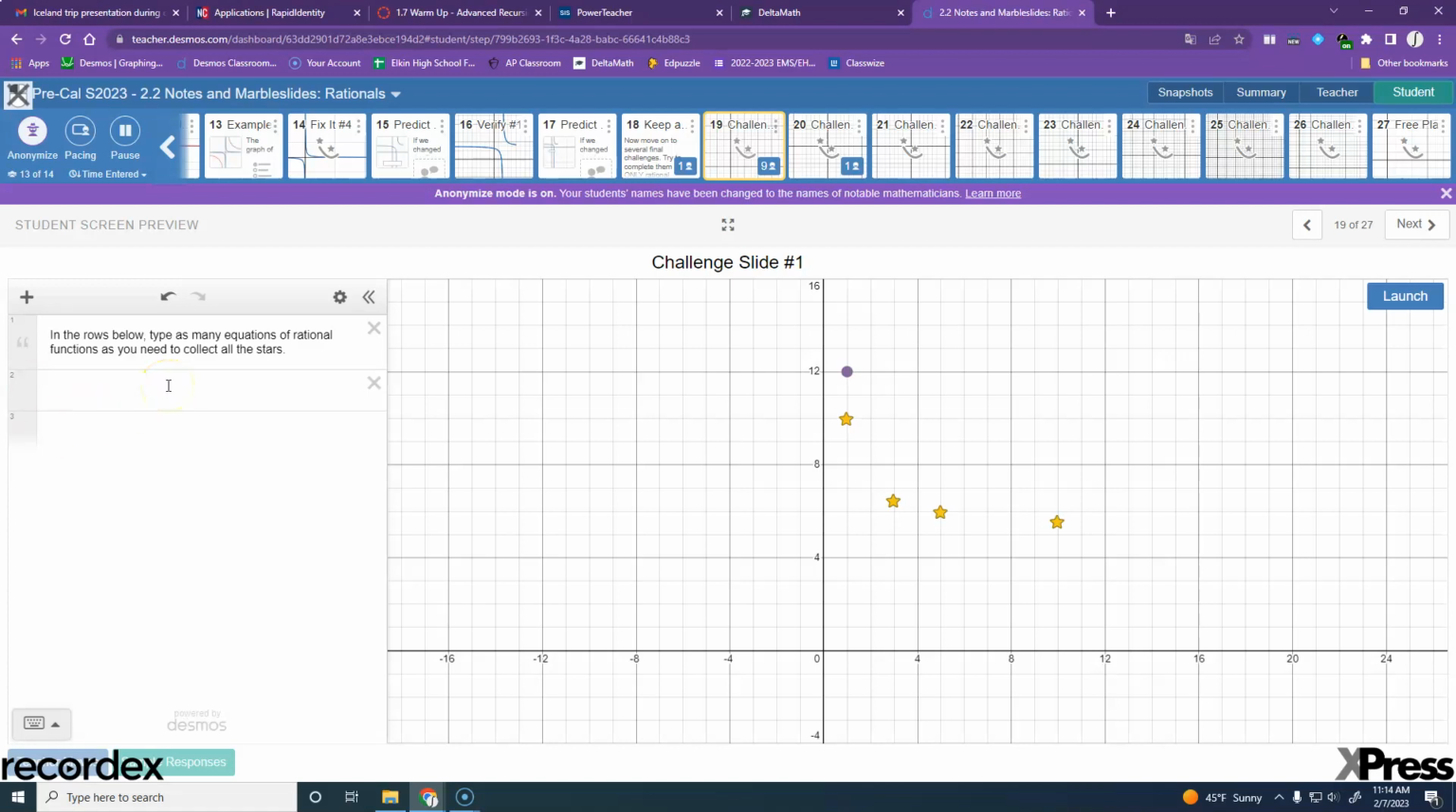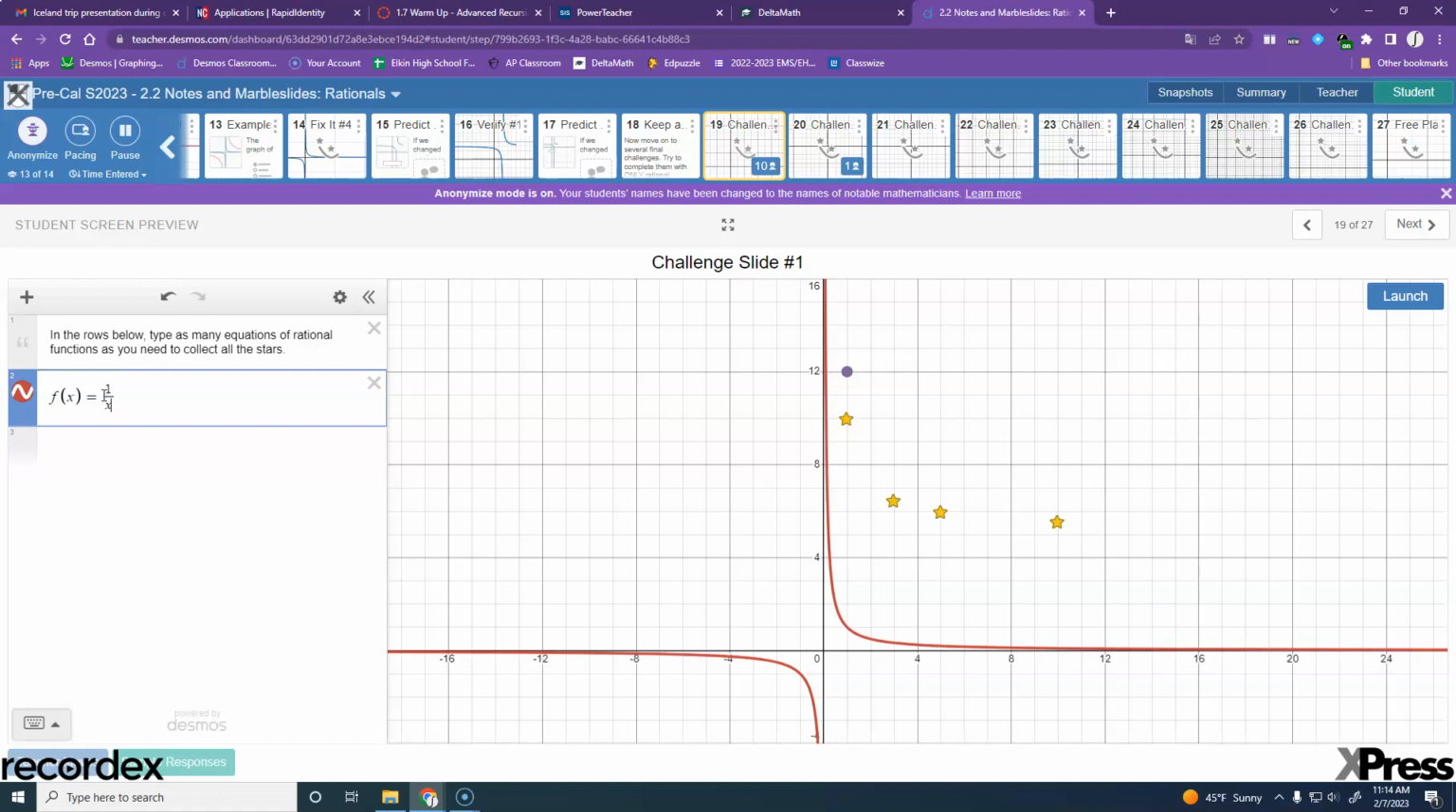So let me go ahead and say this right here. F of x, if I type in an equation, f of x equals x over 2, is that rational? It is not. What is it? It's linear. The x has to be in the bottom. So if I start off with, I'm going to start off on this one with 1 over x right here.